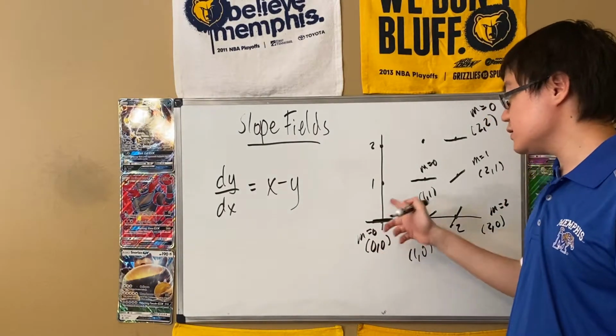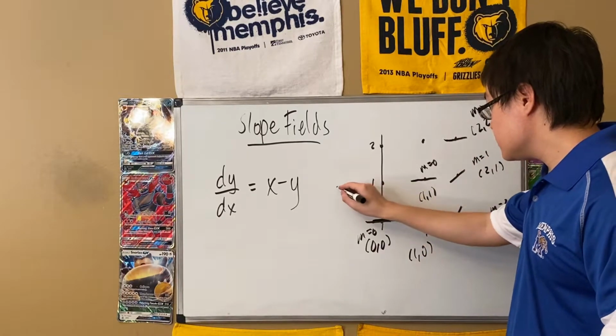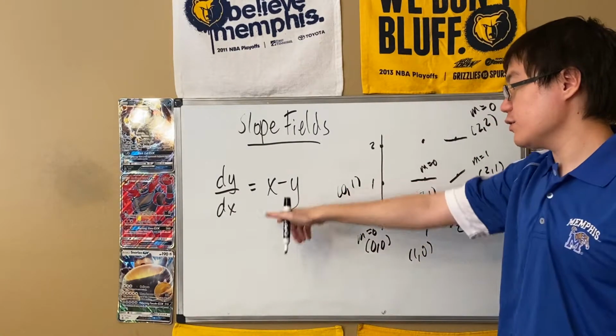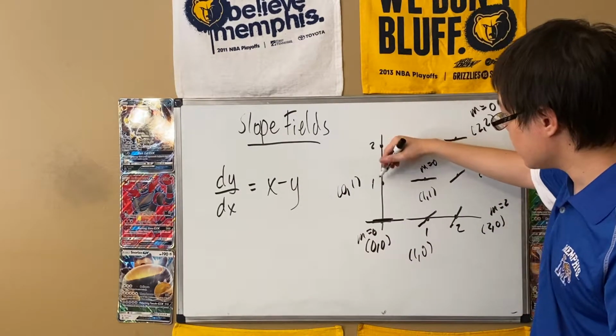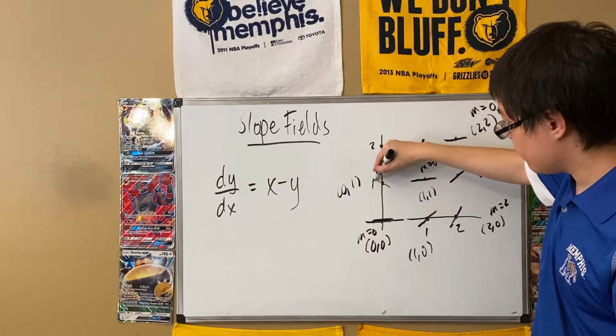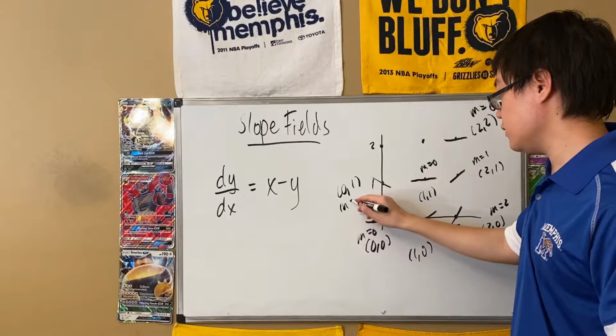Then we have the point 0, 1. When we plug this in, it'll be 0 minus 1, which is negative 1. So this is our first negative slope. We want to make sure it's negative, so we're going to make it negative. Negative 1 slope. We can write m is equal to negative 1 on the side here.